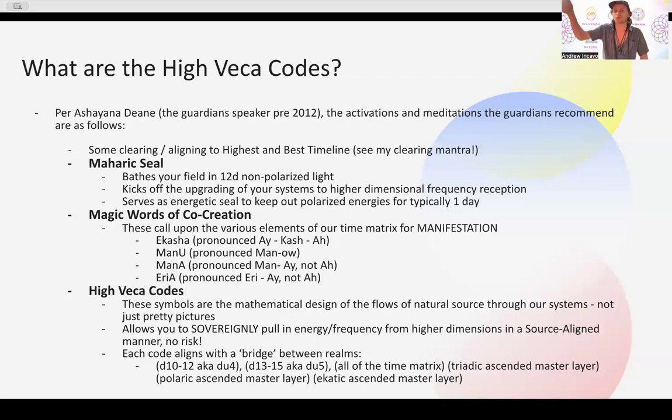So if you want to pull energy in the astral from 13D, how would you do that? You would learn what the bridge is. It's like a power outlet essentially. You're learning the shape of the power outlet to be able to plug your field into 13D. That's what these Hi-Veca codes are. It's extremely powerful stuff. It's extremely simple.